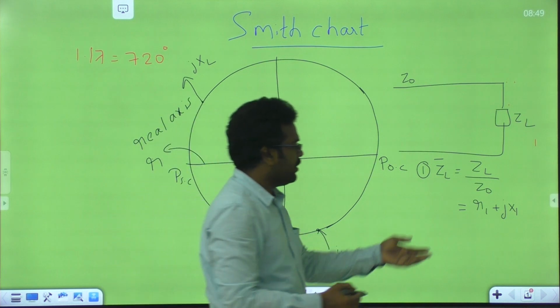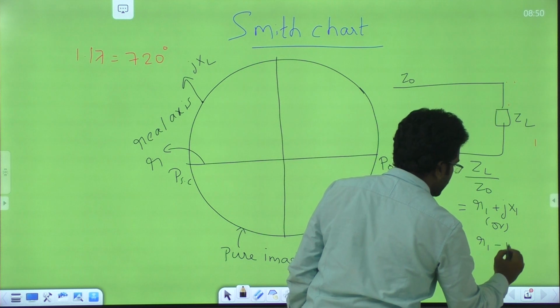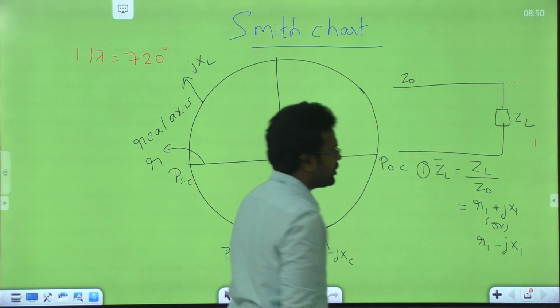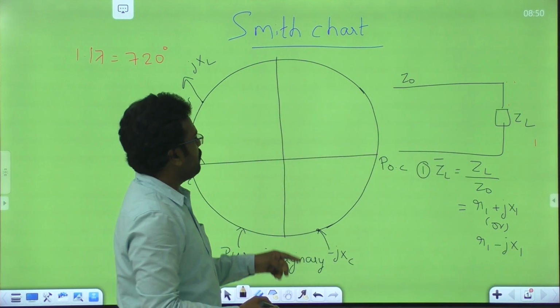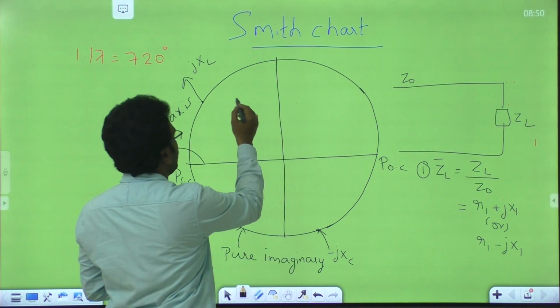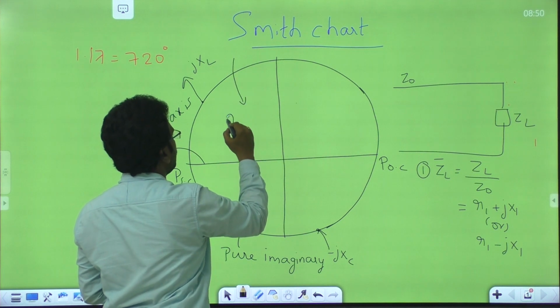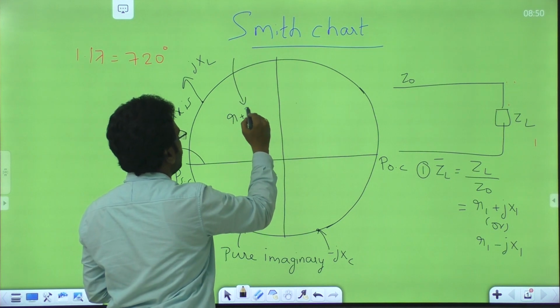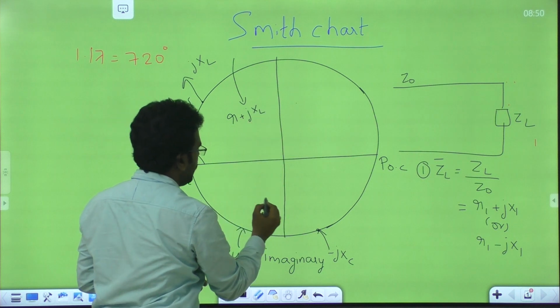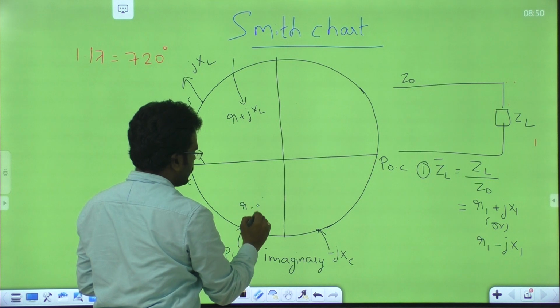Okay, it may be anything. It may be R1 minus jX1, anything. Based upon the value of load impedance, this point lies either here or here. So any point here is what? Any point here is purely resistance plus inductive reactance. Any point here in this half hemisphere is R minus jX.